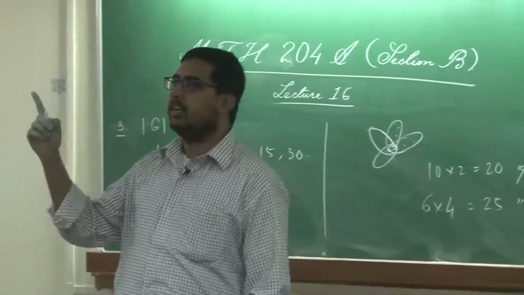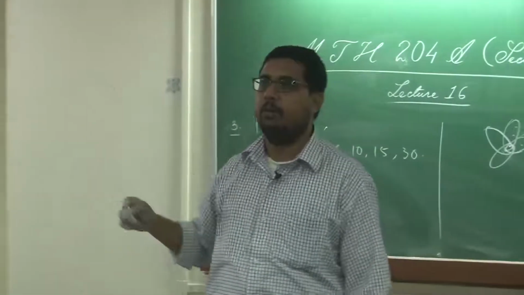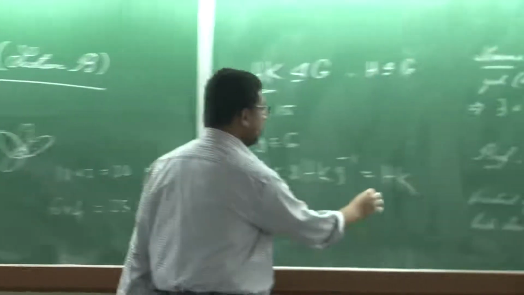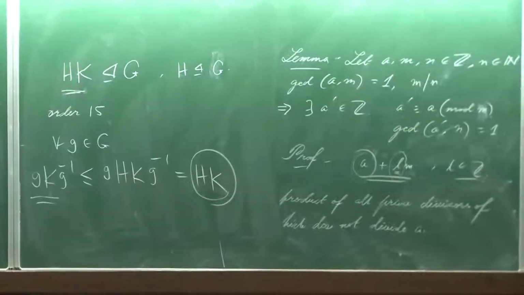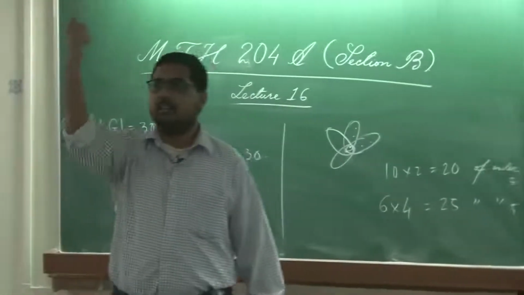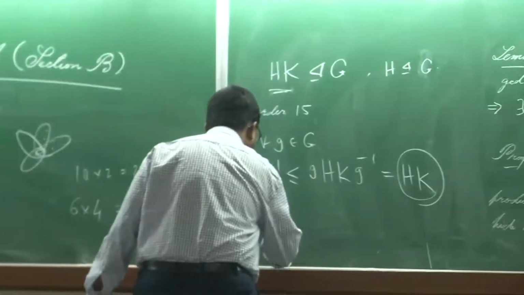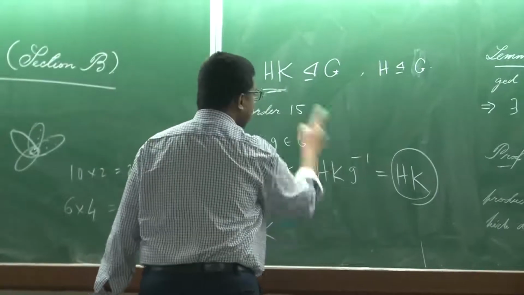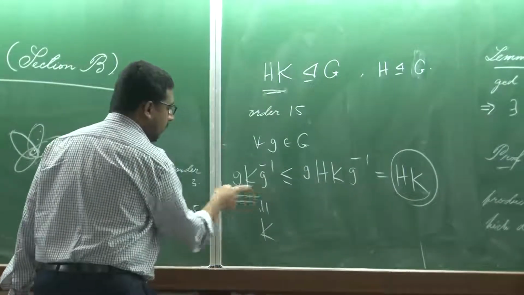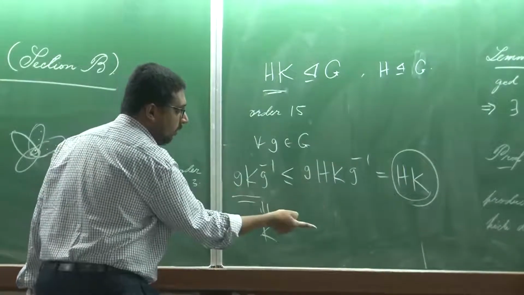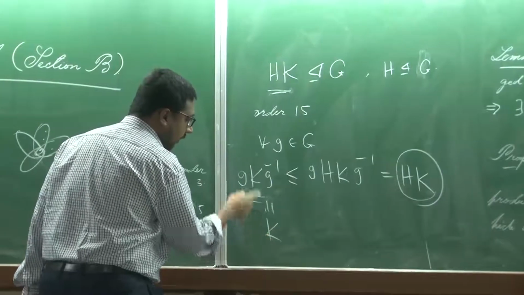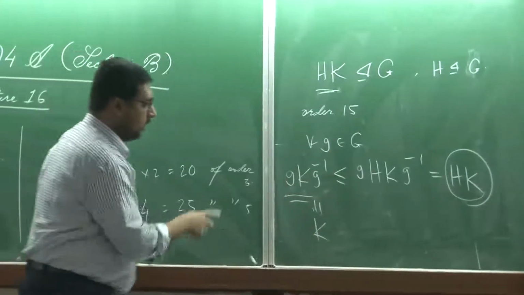But 15 means 3 into 5, and 3 does not divide 5 minus 1, which is 4. So therefore this is a cyclic group actually. So it will have a unique subgroup of order 5. So thus this shows all of them must be K, because K is already inside here, and any other conjugate of that, being a subgroup of order 5, has to be equal to K. That means K also will be normal in G.